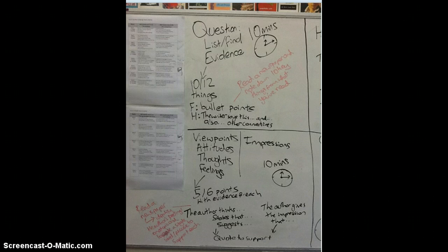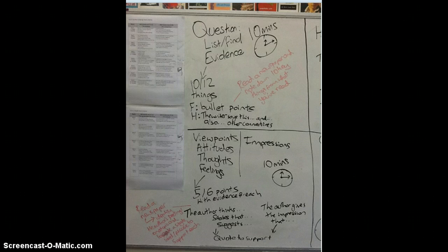Okay, another question you might get is viewpoints, attitudes, thoughts or feelings. So these will be getting you to think about what the writer thinks about the subject. Or alternatively, what impression they give the reader. Okay, again, 10 minutes for this. Find 5 or 6 points and just link evidence for each. So the author thinks that such and such. The author states that such and such. The author suggests that such and such. This is shown in the quote.